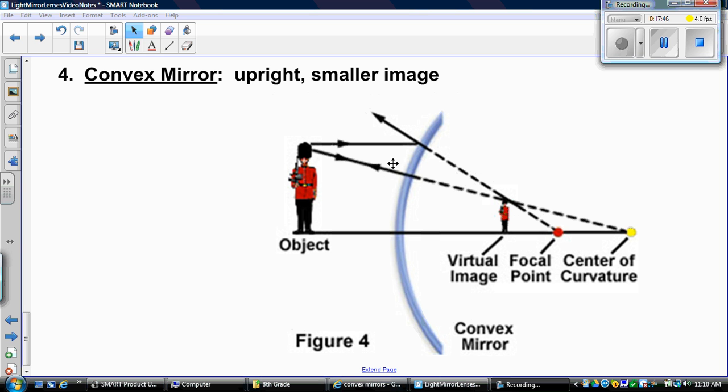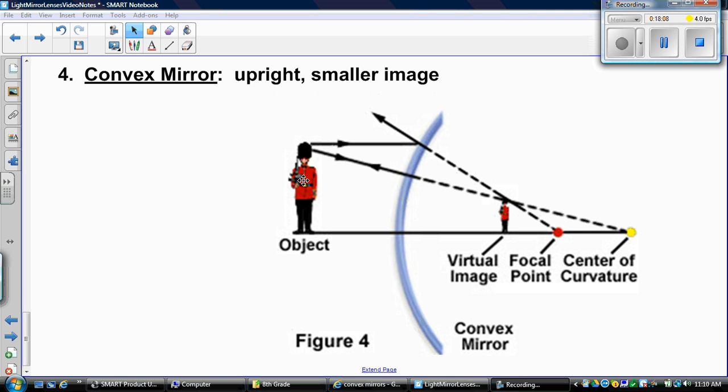Let's take a look at this picture. If you notice, the focal point is on the opposite side of the mirror, and the reason why, if you look at the mirror from this side, that's a concave mirror. The focal point is always located on the inside of the mirror where it curves in. Again, you can find that by where there's no image.